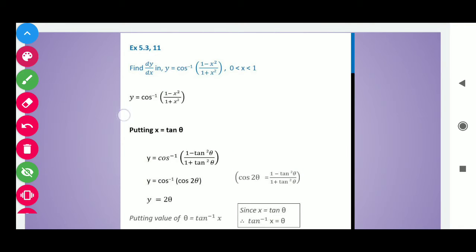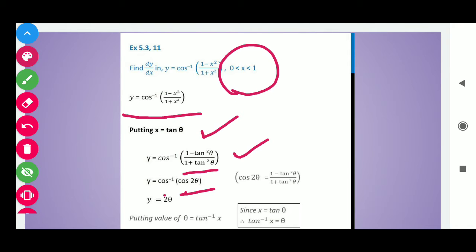Here y is equal to cos inverse of (1 minus x squared) over (1 plus x squared). Here we put x is equal to tan theta. In this way we get y is equal to cos inverse of (1 minus tan square theta) over (1 plus tan square theta). And this makes the formula of cos 2 theta, and cos and cos inverse are inverse functions of each other, and here x lies between 0 and 1. So in this way we get y is equal to 2 theta.